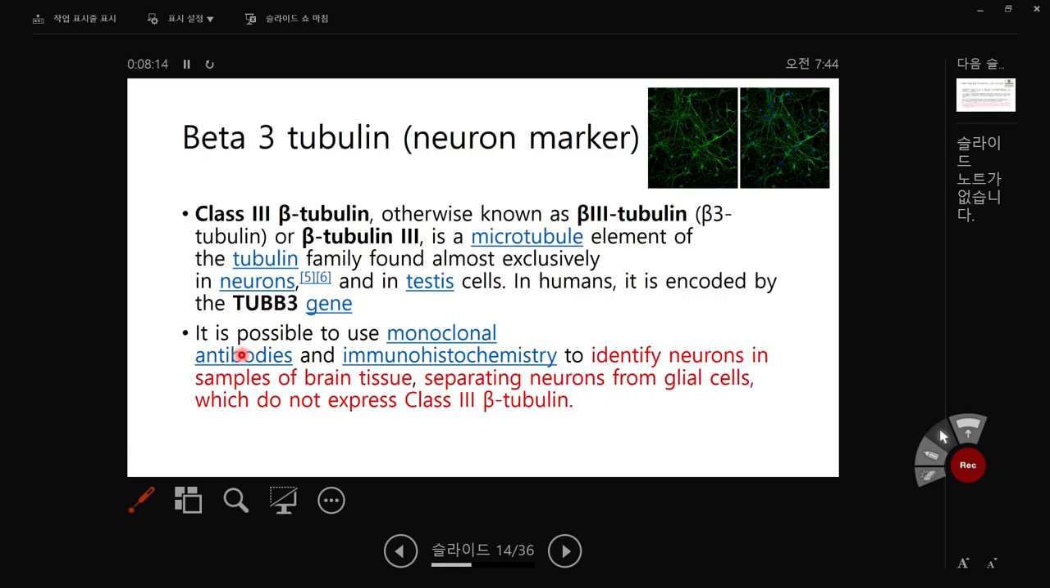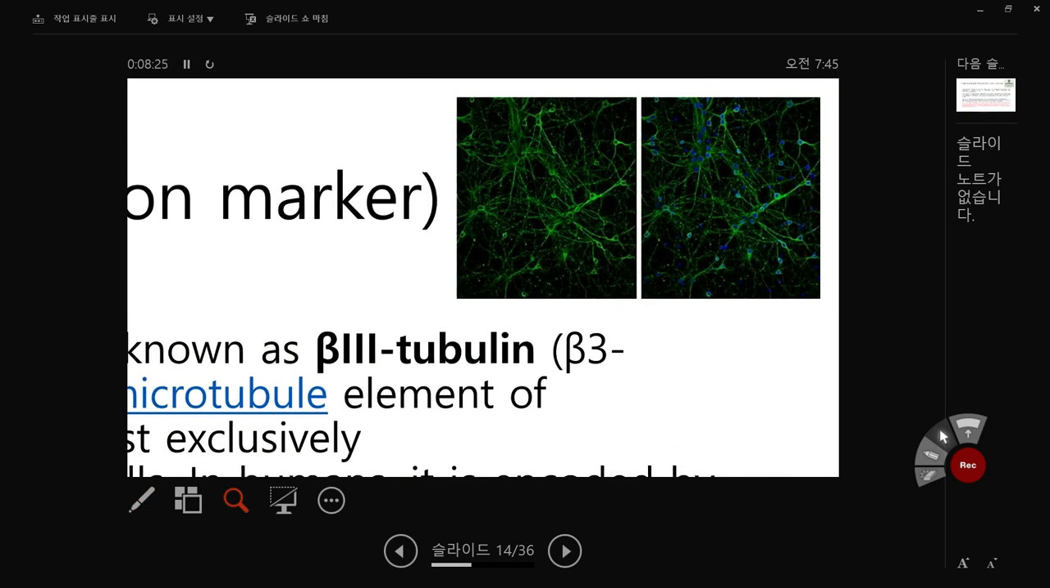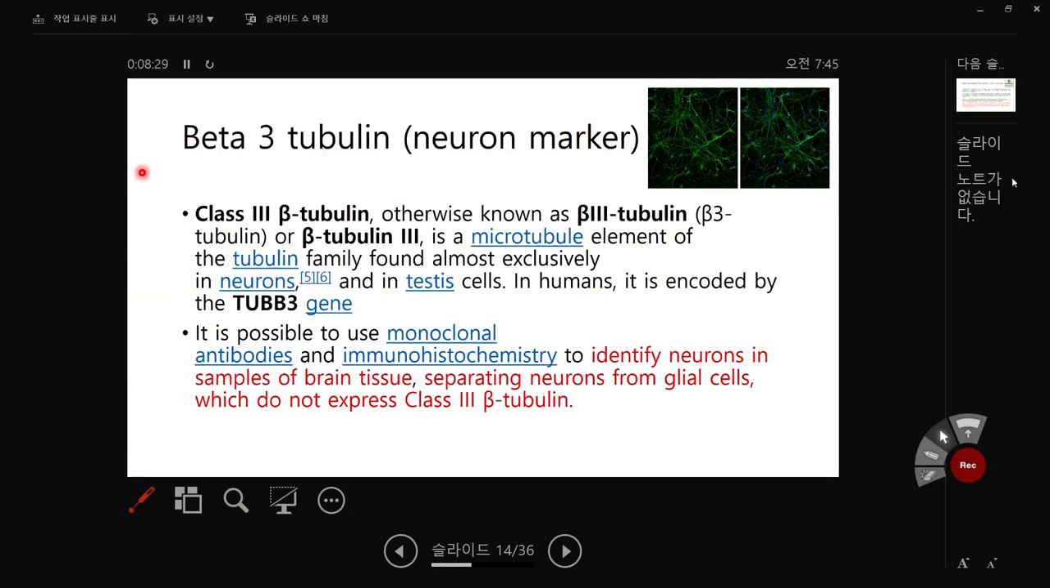So one familiar feature of tubulin is beta three tubulin for neuron as a neuron marker. So this is a beta three tubulin staining. So this is a well-known neuron marker. So class three beta tubulin, otherwise named beta three tubulin, is a microtubule element of the tubulin family found almost exclusive in neurons, and then testis cell. In humans, they are coded in TUBB3 gene.